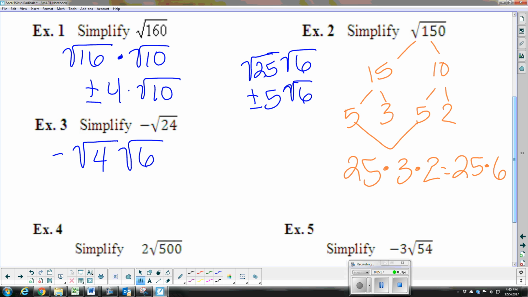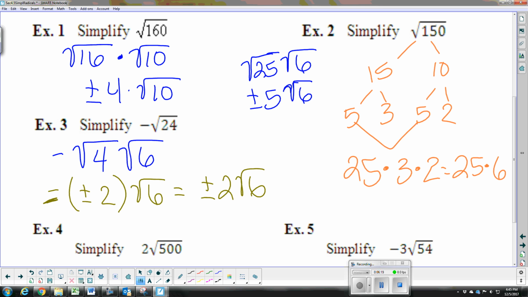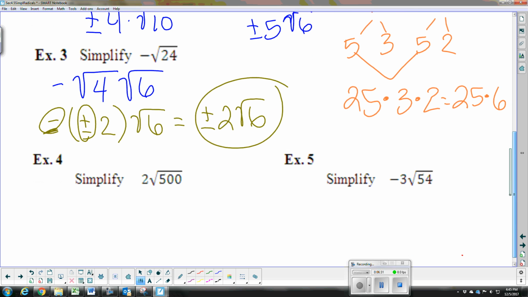Now this one can get a little bit confusing, but you just have to pay attention to you're taking the square root. So remember the square root is positive or negative. So that's negative plus or minus 2, because the square root of 4 is plus or minus 2, times the square root of 6, which we cannot simplify. So negative positive 2 is negative 2, negative negative 2 is positive 2. So that is still plus or minus 2 times the square root of 6. So yes, you have a negative here, but you also have still plus or minus 2. And so here's your final answer: plus or minus 2 times the square root of 6.